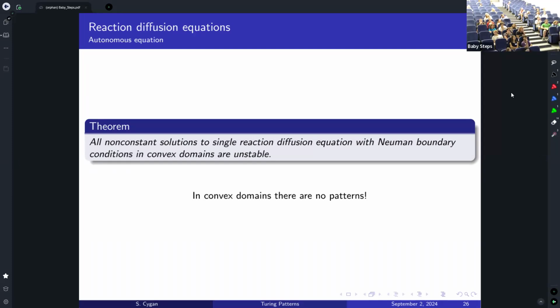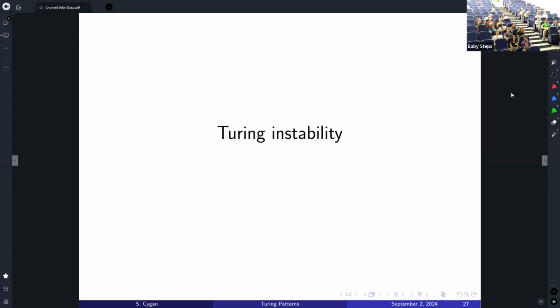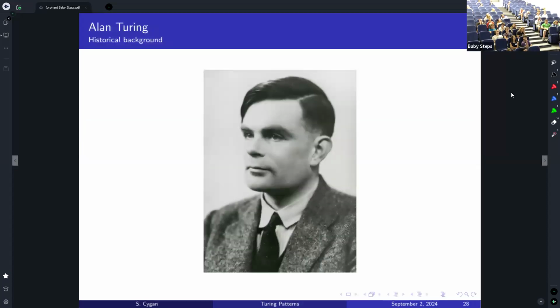So now we can ask, how is it possible that we somehow observe patterns, if the first analysis stated that it is impossible? And here comes the Turing instability. The Turing instability is a genius idea, which was introduced by Alan Turing. This is exactly the guy from the Turing machine, in his seminal paper from the year 1952.